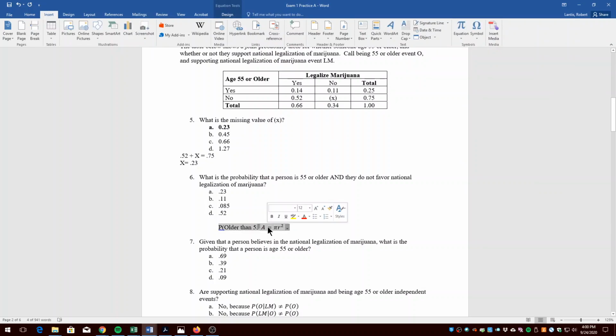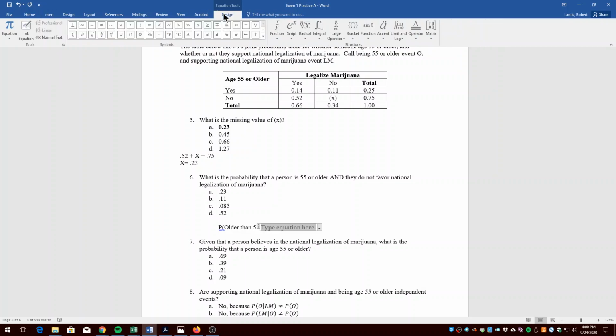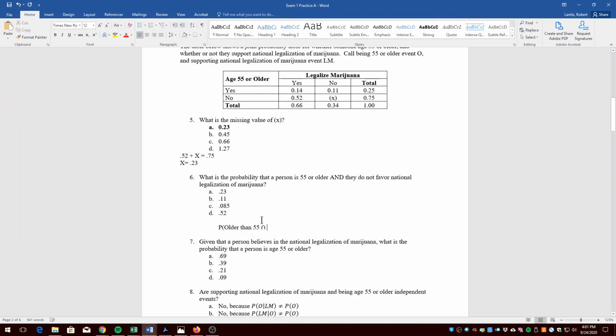let me delete this so I can show you what that looks like. Remember we said the and symbol is this kind of upside down U. So older than 55 and they want marijuana legalized. So we have this intersection.